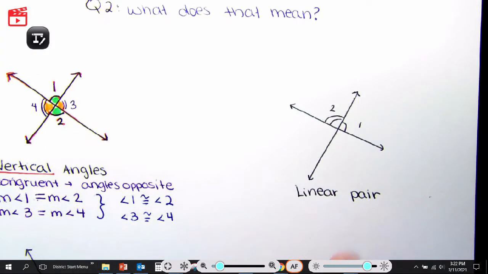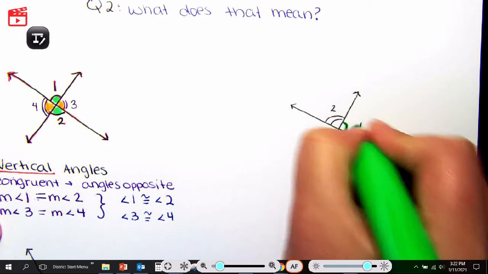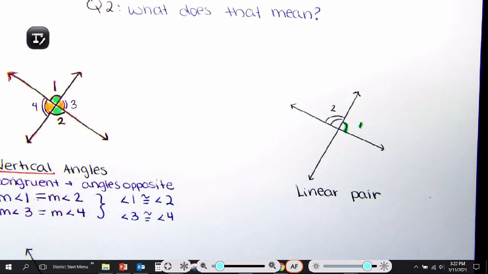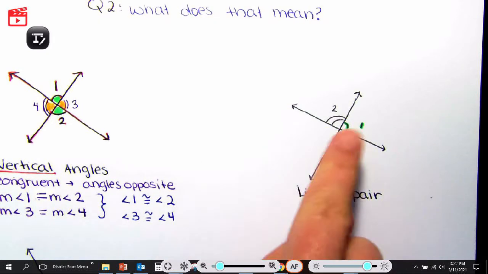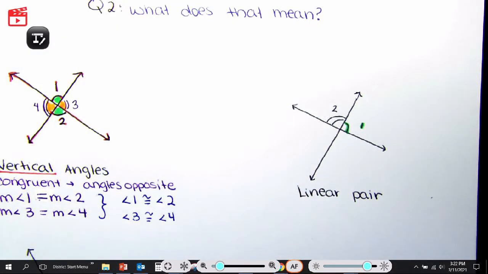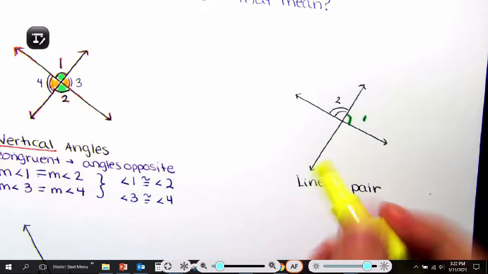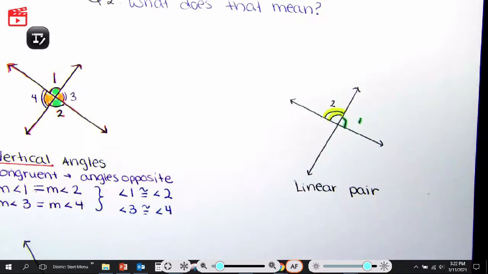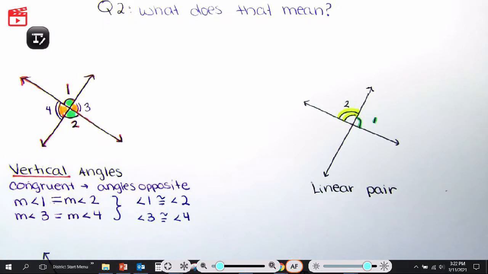Now let's talk about a linear pair. A pair, when you have a pair of something, that means you have two. So you have two angles. Here's angle 1. And notice that now I have two different. So angle 1 has one tick mark or one angle mark. And angle number 2 has two tick marks. That means that angle 1 and angle 2 are not congruent. That means the angles are different. They are not the same.